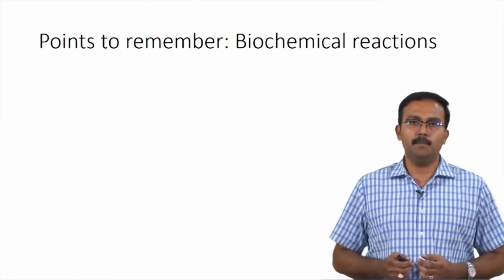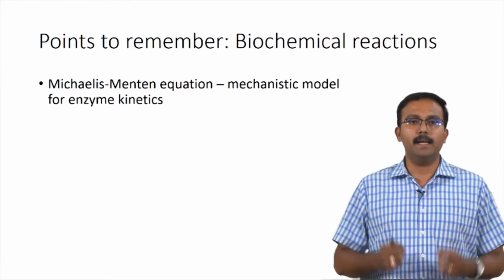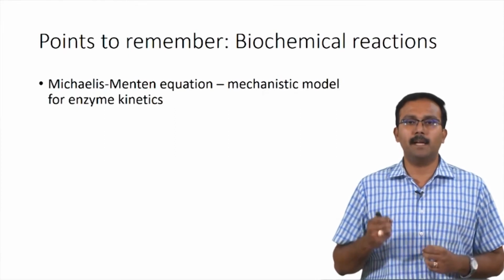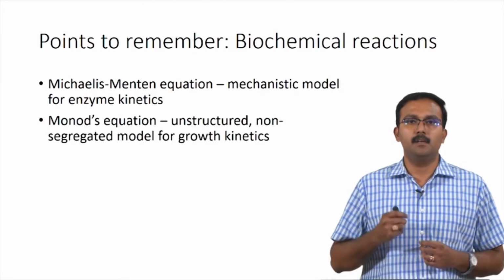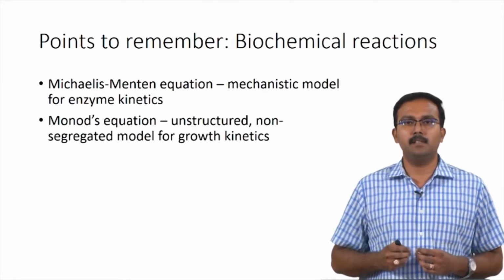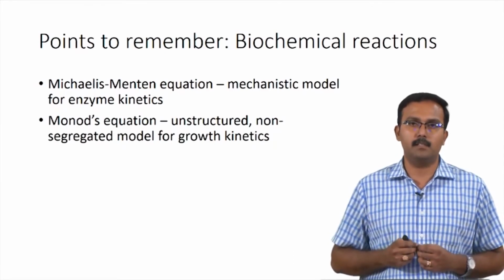When we come to biochemical reactions, these are the following points we need to remember. Michaelis-Menten equation is a mechanistic model describing enzyme kinetics. You can have Monod's equation as the unstructured non-segregated model for growth kinetics.